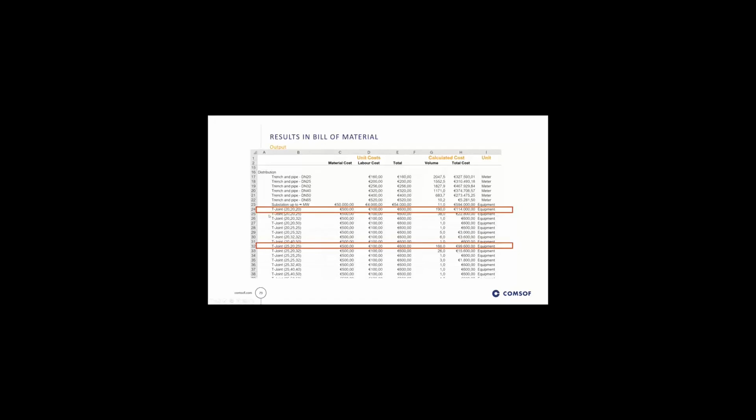Here you have two different T-joints. I'm going to explain this in the next slide, but there are different types here. Now they have the same costs, but we're going to change this in the rules and then see how the updated bill of materials looks.